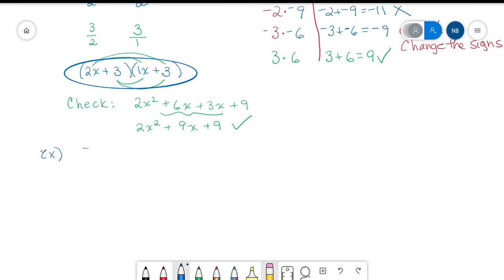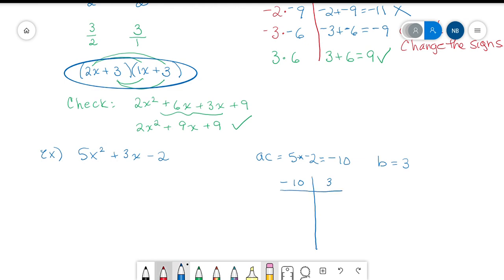5x squared plus 3x minus 2. AC in this case is 5 times negative 2, watch your signs, which is negative 10, and of course B is 3 because it's the coefficient on the middle term. We're going to make our table with negative 10 in the first column and 3 in the second column.